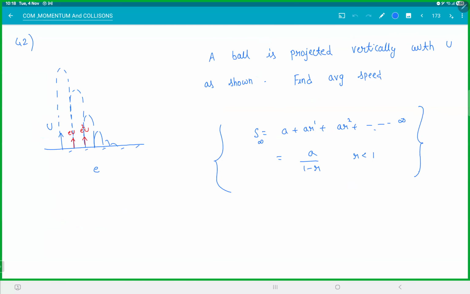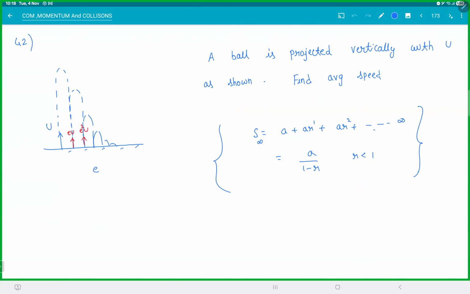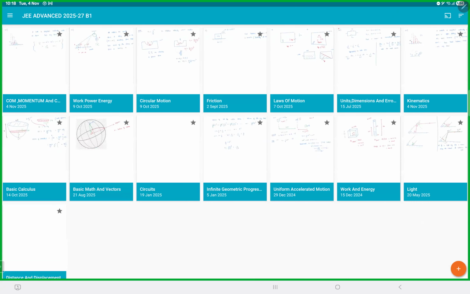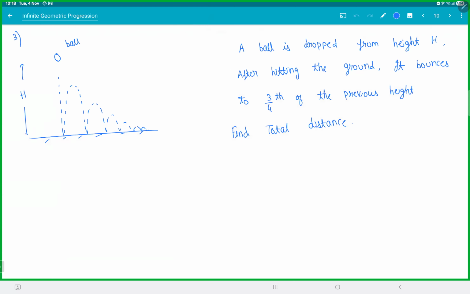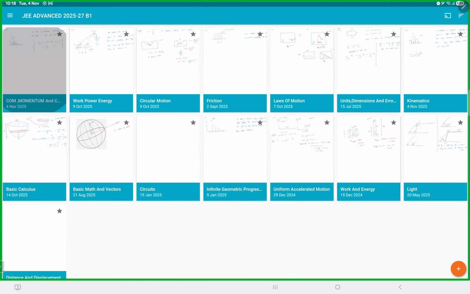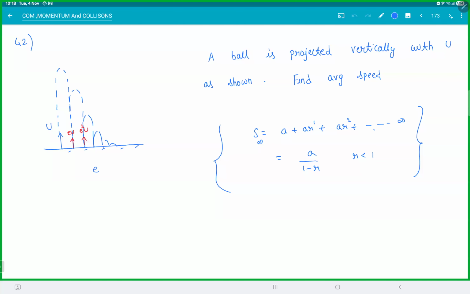Finish off. Last one for the day. This is the third time you're seeing this actually. First time you saw this thing in Infinite GP in the foundation course. If you guys remember, we did this thing in foundation. Ball is dropped from a height, find the total distance. Then we saw it in kinematics. This is the third time you're seeing it. Answer will come in terms of u and e. Find the average speed, which is the total distance by total time.